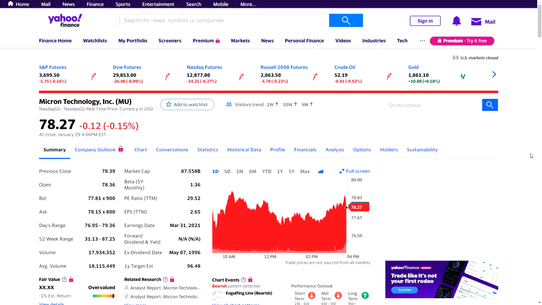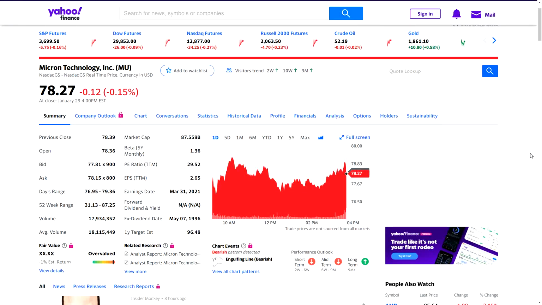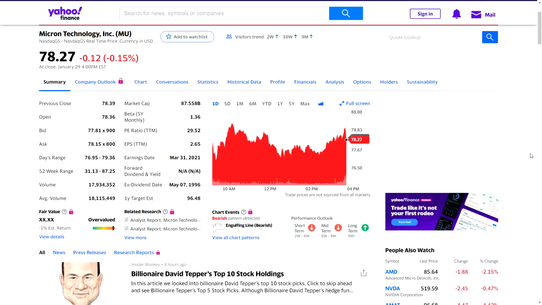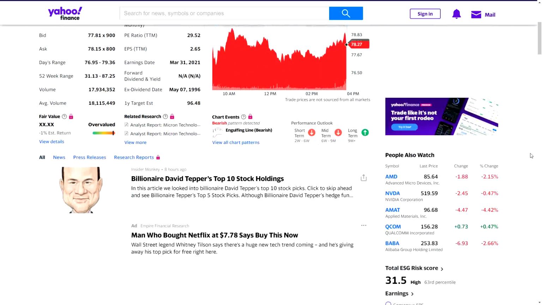Today we're going over Micron Technology, ticker symbol MU. This is a semiconductor, a very, very hot sector, and a very aggressive player as well. But you will be surprised. People don't talk about MU. Everyone is talking about NVIDIA, AMD, and of course Intel. But Micron has been here, I don't know, like 50 years.